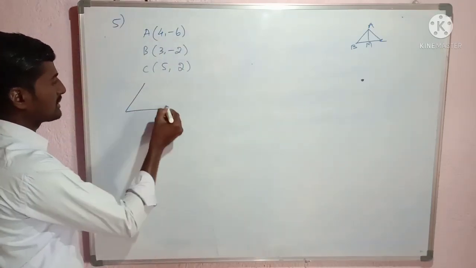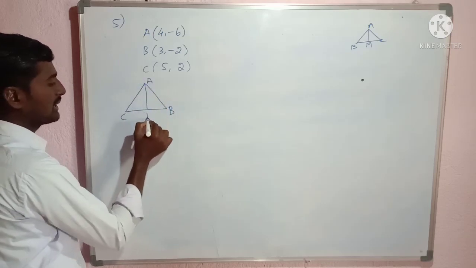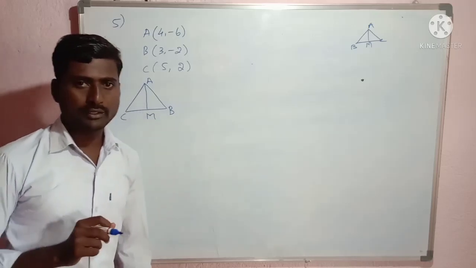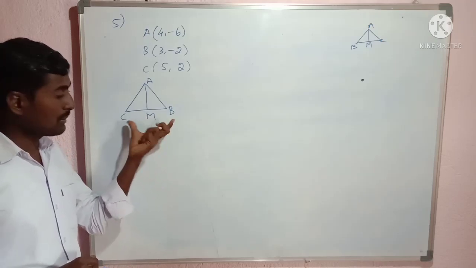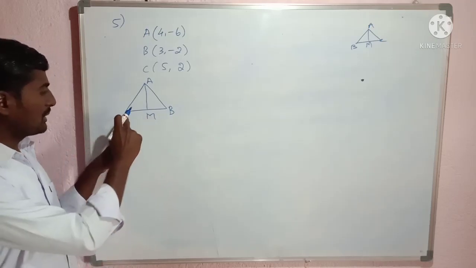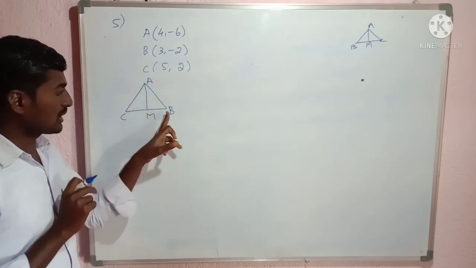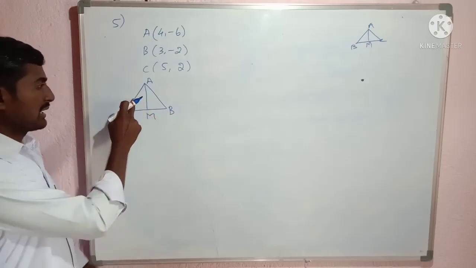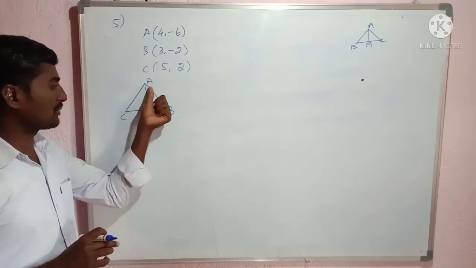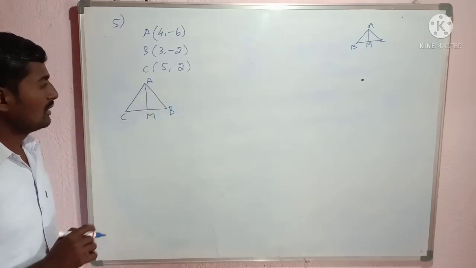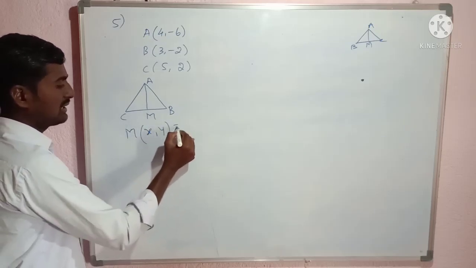Now I will take triangle ABC, and in this one I have drawn the median AM. One point you should remember here: since AM is the median, M must be the midpoint of BC. If you draw the median from C, that is CM, then M is the midpoint of AB. If you draw the median from B, then M is the midpoint of AC. You can draw the median from any vertex. Here I have taken it from A to BC. Since M is the midpoint of BC, let us find the vertex M.